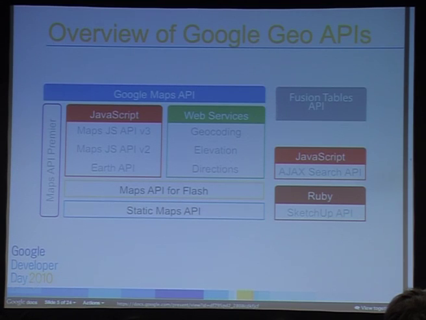So for mobile devices and also just high performance sites, we have the Static Maps API. We have the Fusion Tables API, we have Ajax Search, we've got Ruby, we've got Latitude, which I didn't mention, and then also a whole host of other services which have location in them, and the data services. But this is the core. This is what Geo is, right?